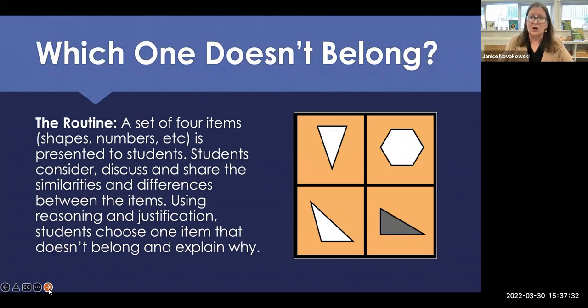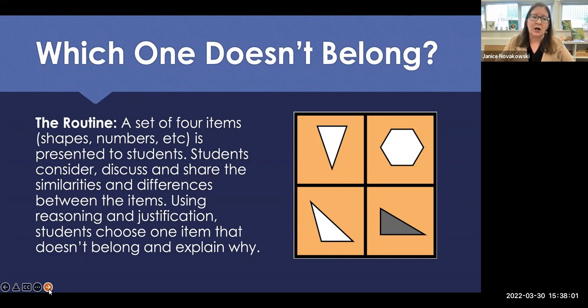And then using that knowledge that they're building and the language that they're building around that comparing, they use reasoning and justification to choose one of the items that doesn't belong and why. Some teachers in British Columbia are choosing to not use that terminology about which one doesn't belong, because they all essentially do belong. They have something in common, but which one is the most unique? And so it is up to you in terms of what language you feel comfortable using with your students.